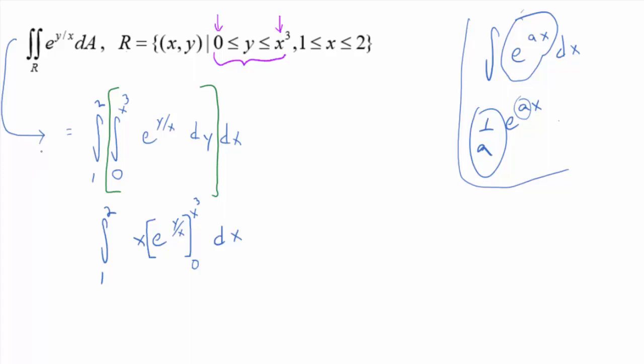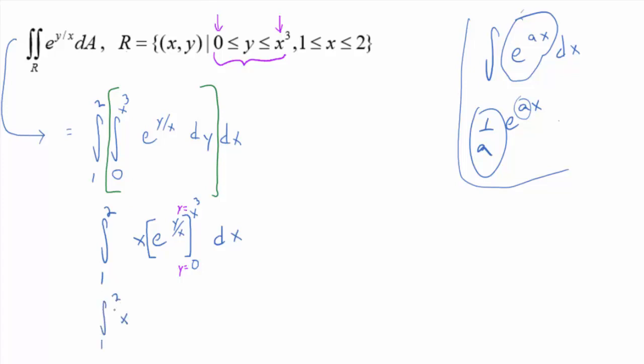Does everybody see that? Everybody with me? All right. So, this is y. It's really important. Remember, this is y equals 0 to y equals x cubed. So when applying the fundamental theorem, you're going to be plugging in for what? Y, not x. Okay. So if we do that, we get the integral from 1 to 2.